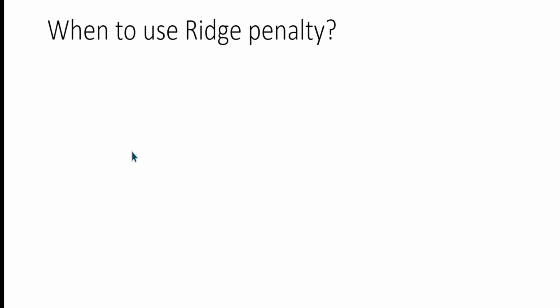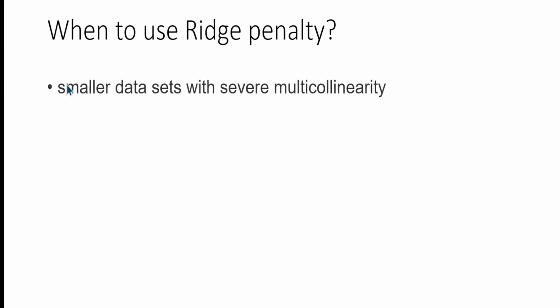So when to use the ridge penalty method? It's when you have a smaller data set with a severe multicollinearity issue, because as we said, when you have multicollinearity, one of the variables will be pushed toward 0, but the other one will stay in the model with a higher coefficient. One will approach 0, and the other will have a higher coefficient value, either negative or positive, depending on the relationship of the variables.